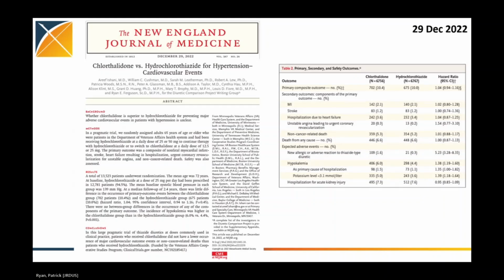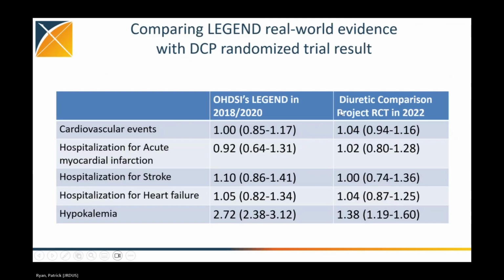So eventually the Diuretic Comparison Project study completed. It was published in the New England Journal of Medicine. And what they found, I'm going to show you the cardiovascular profile here. These are our estimates. We said that there was no difference in cardiovascular events, hospitalization for heart failure, or hospitalization for stroke. The trial showed absolutely no differences between these.